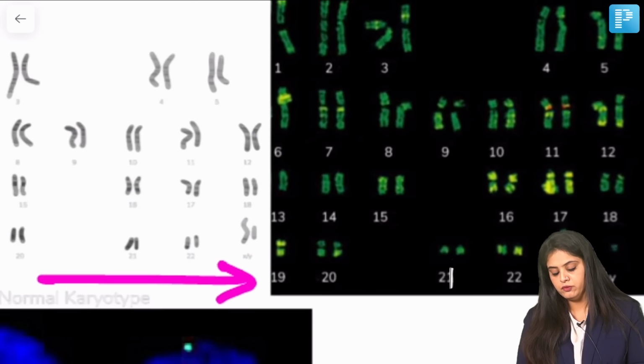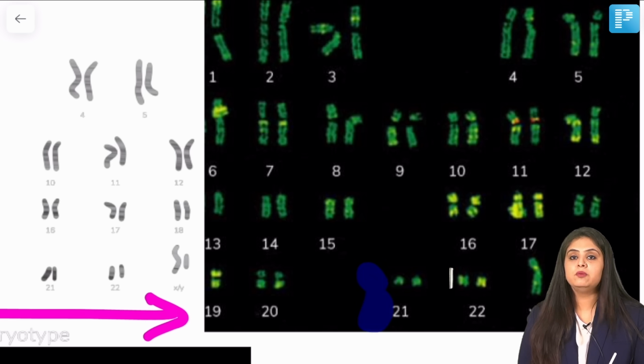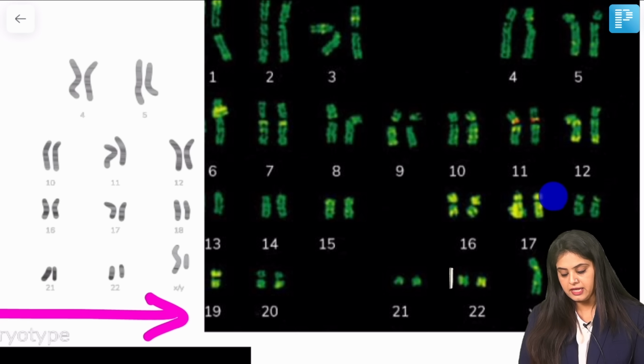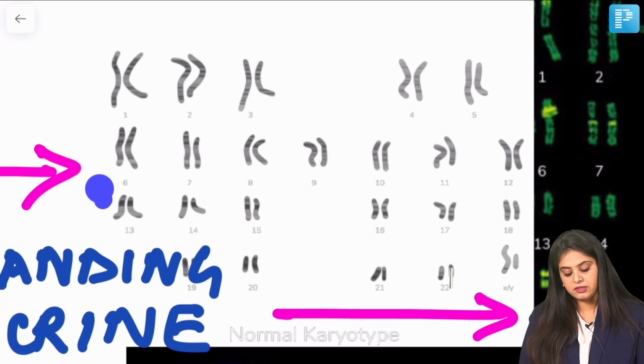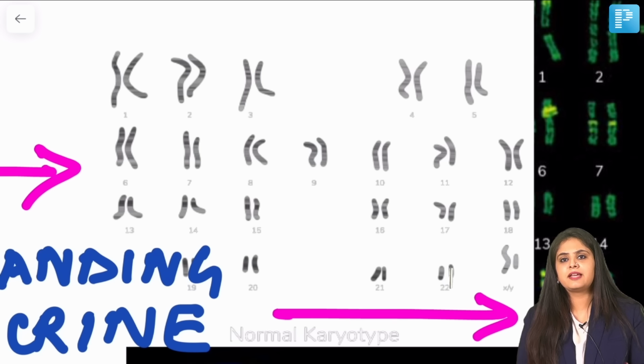If I zoom into it, you will be able to see all the chromosomes. Let's assume over here I gave you one extra 21, it would have become trisomy 21 or Down's. If I would have given you an extra 18, it would have become trisomy 18 or Edward. If I would give you an extra 13 over here, it would become trisomy 13 or Patau syndrome. So that's how simple karyotype is.